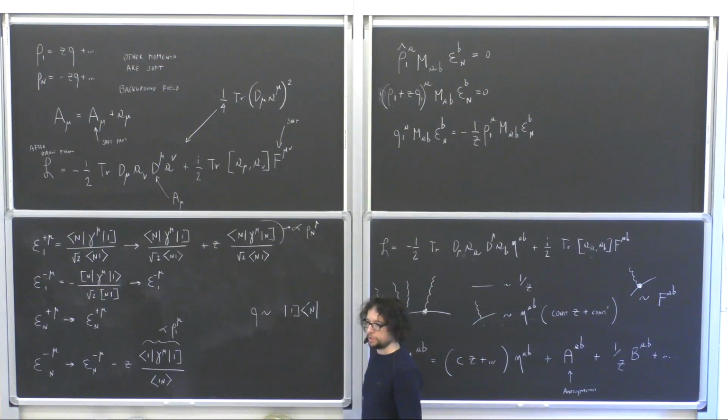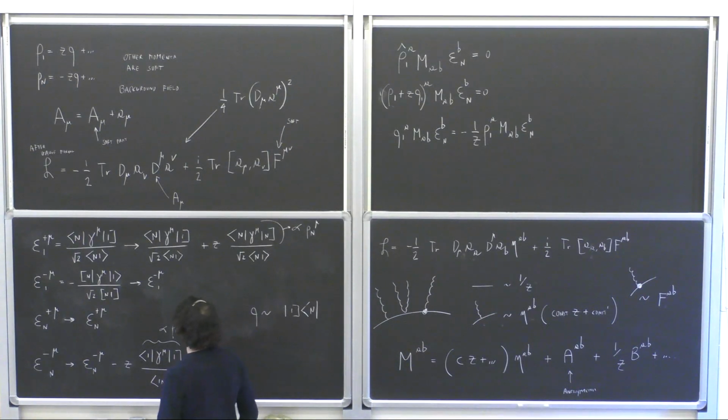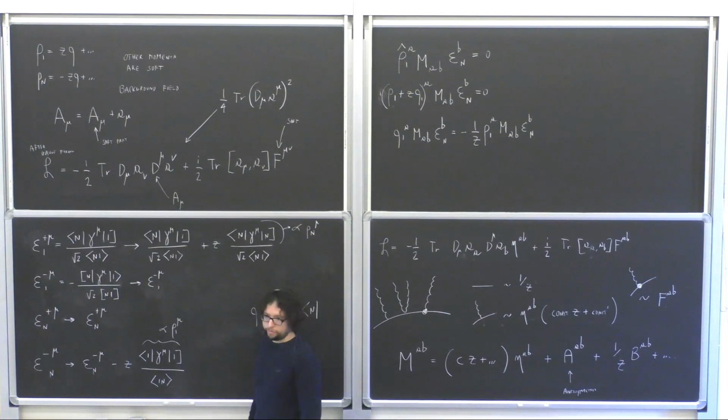This is not something which needs to happen in a general BCFW shift, but this is something that can be helpful in this calculation. So that is a very good point. Okay, anything else about this?